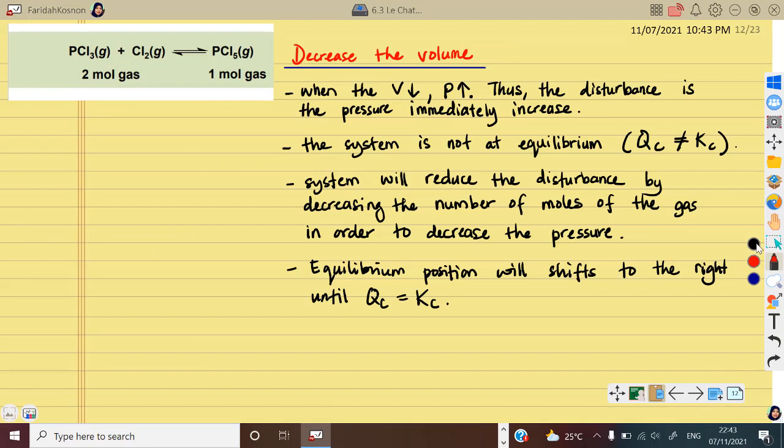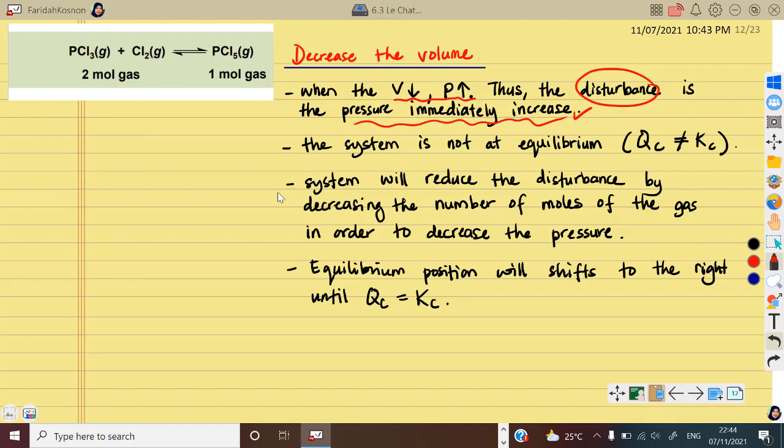If we decrease the volume of container, so when the volume of container decreases, the gas pressure immediately increases. Jadi inilah disturbance-nya, gas pressure yang immediately increase. Jadi ketika ini sistem is not at equilibrium. Okay, sistem tidak lagi berada dalam keseimbangan. So sistem kena counteract disturbance ini to achieve a new equilibrium. So pressure yang bertambah tiba-tiba itu, okey, kita kena kurangkan. Jadi nak kurangkan mestilah tindak balas that produce fewer moles of gas cenderung favorable untuk berlaku.